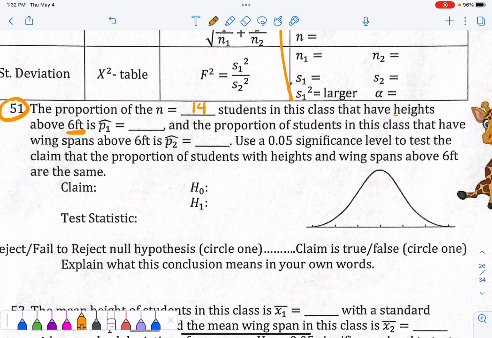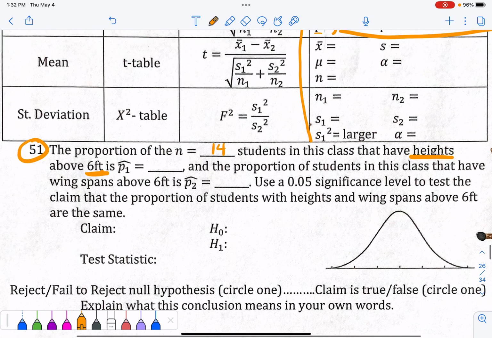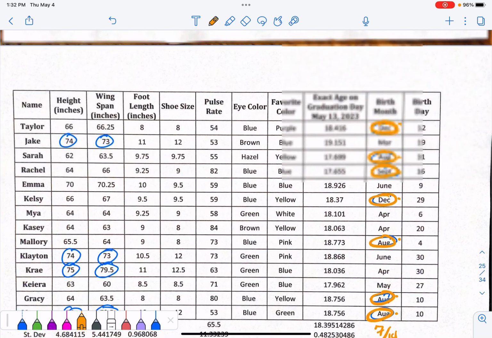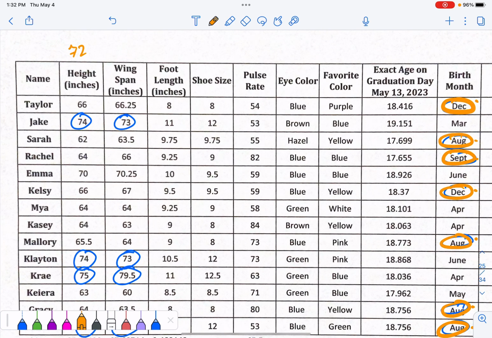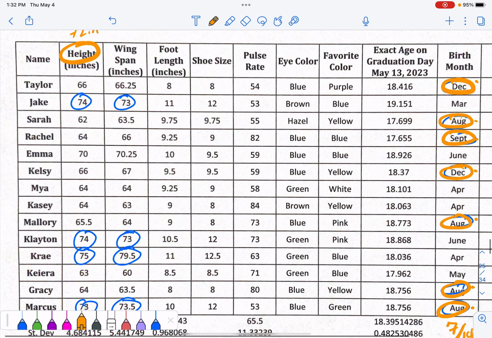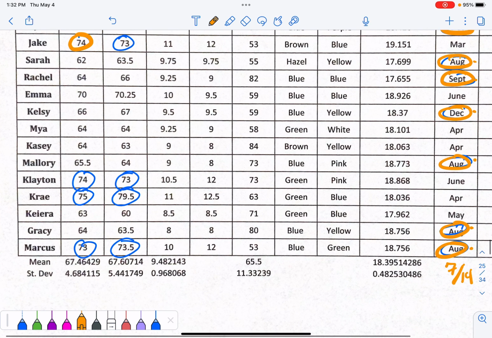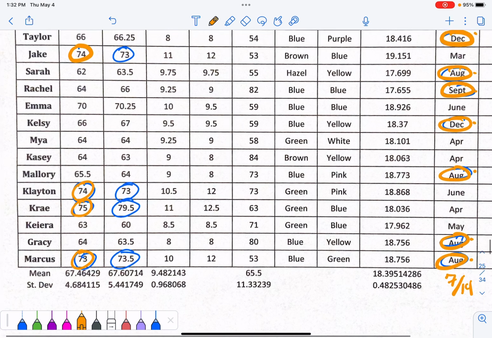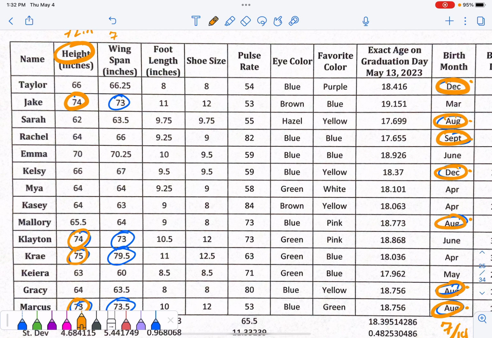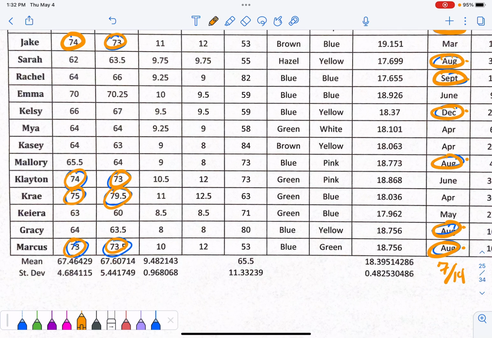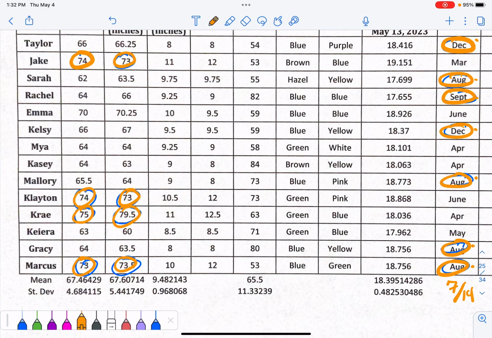above 6 feet. So we're talking about heights above 6 feet. Let me go to the table. How many people have heights that are above 6 feet? 6 feet is 72 inches. So I went ahead and circled them. Height above 72 inches is Jake and Clayton and Cray and Marcus. They're all above 72 inches. I think that is all for heights. We're going to also compare that to wingspan above 6 feet. So 72 inches here would be Jake and Clayton and Cray and Marcus. And that is all. So we're comparing basically the same people against each other.